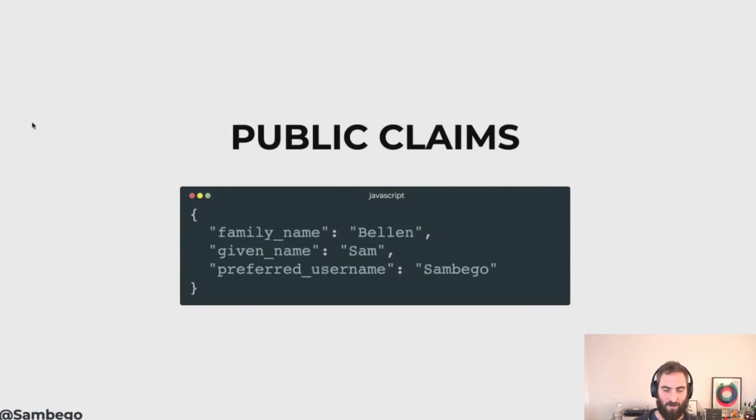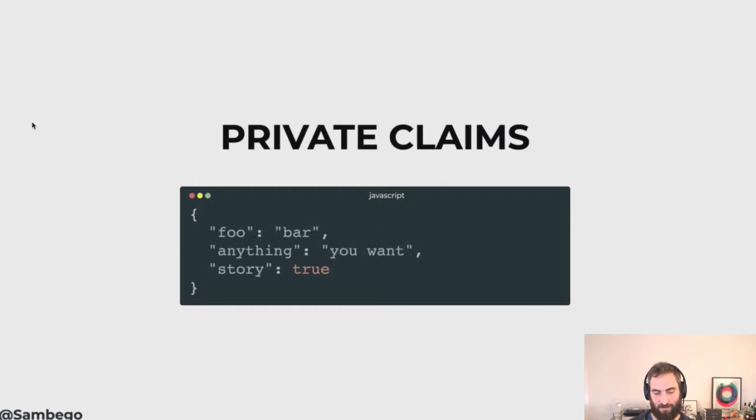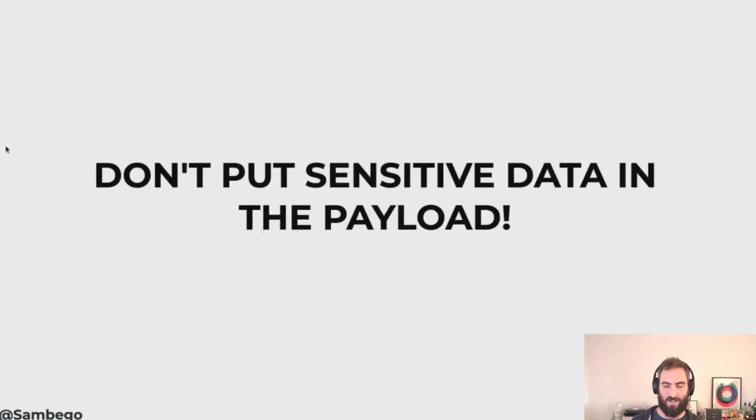And lastly, private claims, and this is anything that is important to you or the party that wants to consume the token. As long as it's valid JSON, you can put it in here. It's all good. Strings, booleans, whatever you want, even arrays or objects are okay. But don't put sensitive data in the payload, because it's just a bunch of base64 encoded JSON. So everybody can go to decodebase64.com, put in that payload of the token, and see what's actually in there.